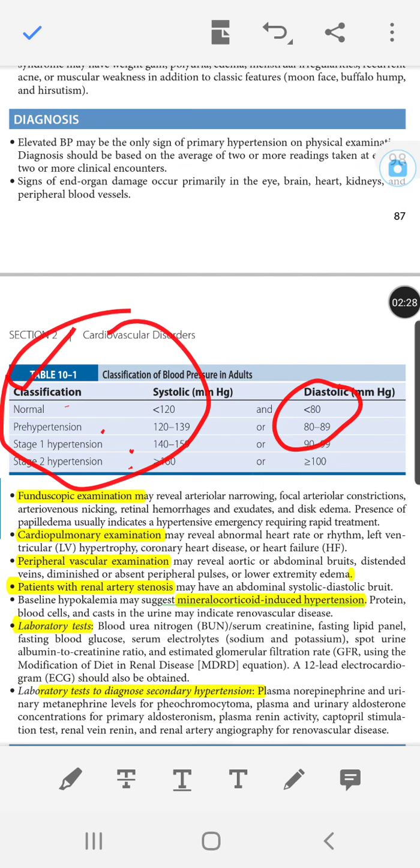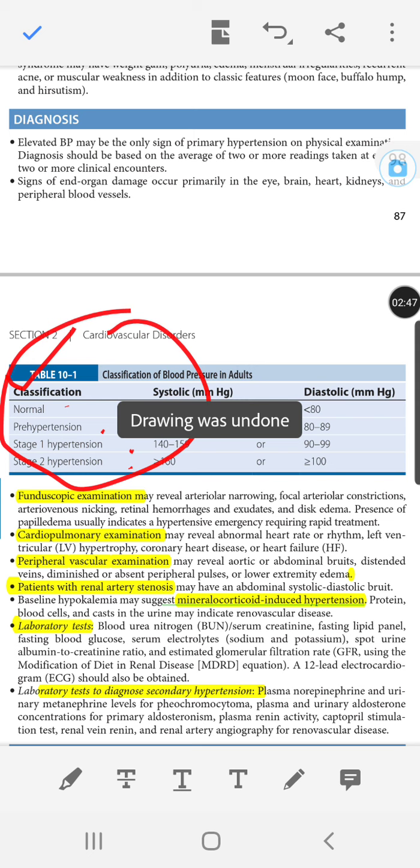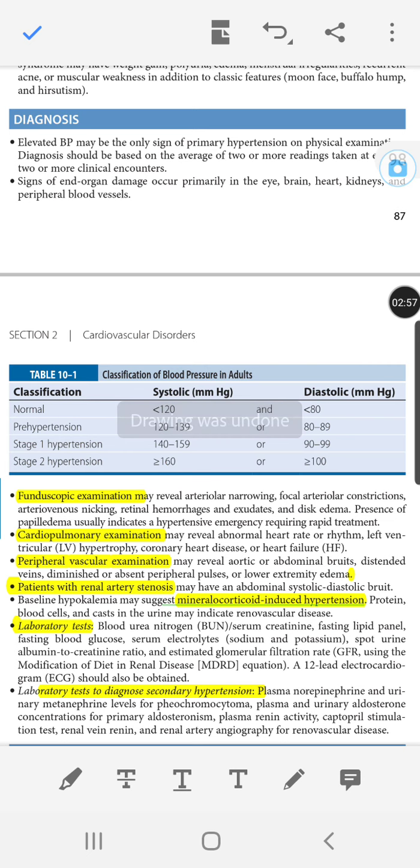Then stage 1 hypertension is 140 to 159. When the systolic is 140 to 159, or diastolic is 90 to 99, it's stage 1. And stage 2, when it's greater than 160, then it's called stage 2 hypertension.